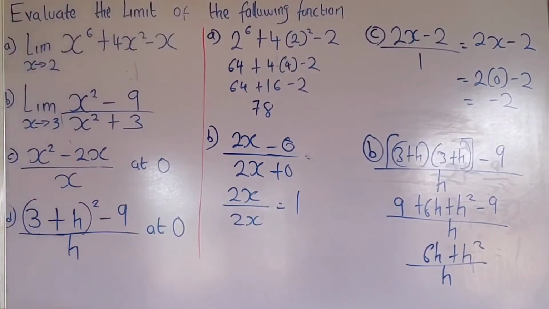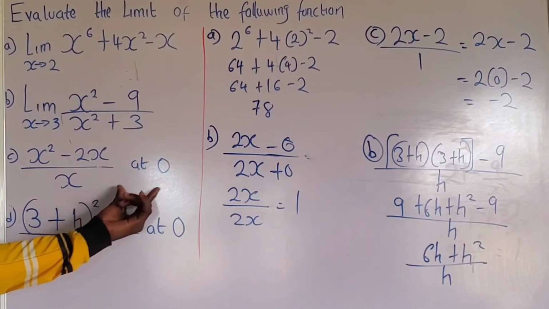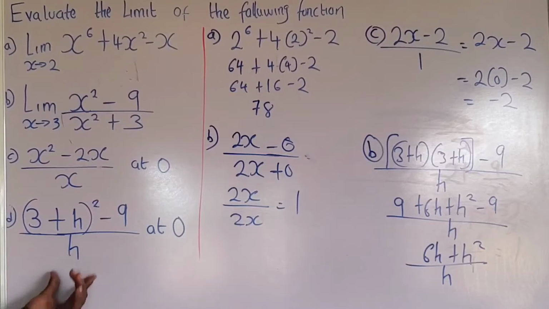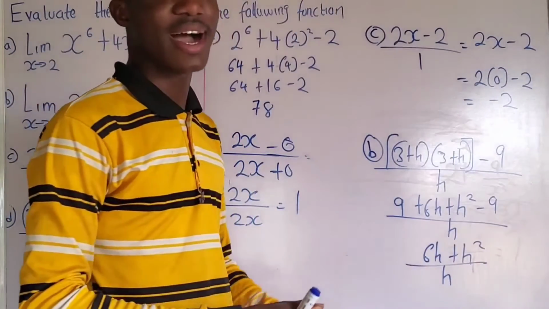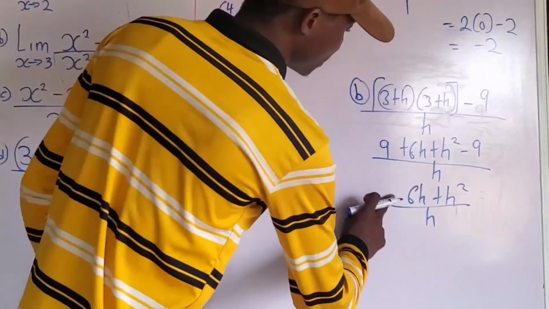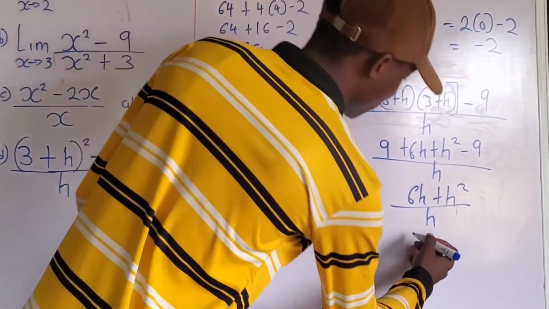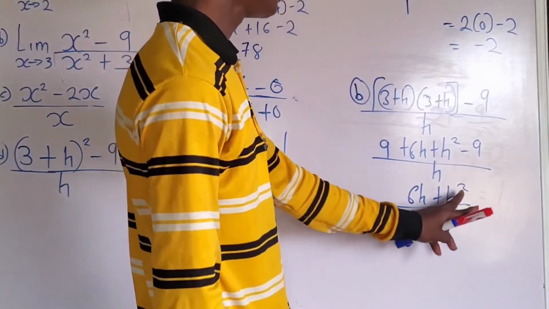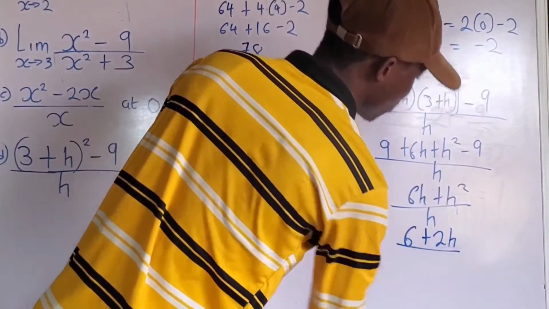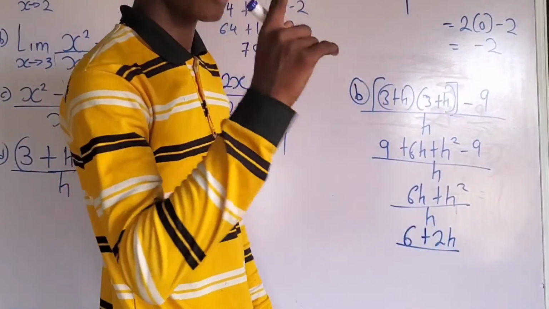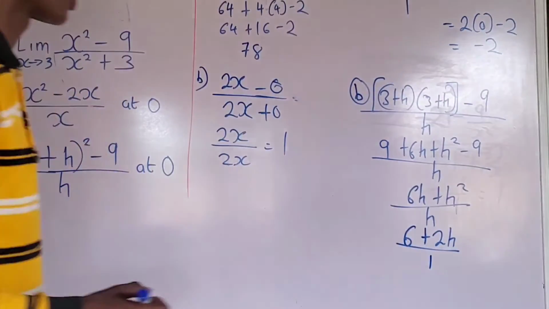Now, having gotten to this point, I'm very sure you are aware, if you substitute the value of h as 0, you're going to discover that you're going to have 0 over 0, which is indeterminate. So you have to use L'Hospital rule. Like I said, using L'Hospital rule, we have to differentiate the numerator and the denominator individually. If you differentiate 6h, you're going to have 6. If you differentiate plus h squared, you're going to have plus 2h. If you differentiate h, you're going to have 1. Now, let us substitute now.